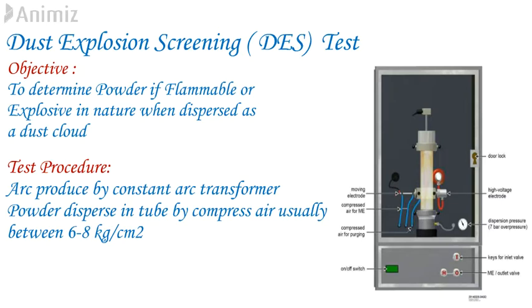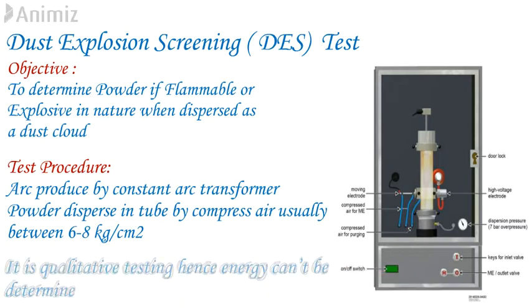The electrical continuous arc discharge is applied between the electrodes and simultaneously the powder is dispersed into the acrylic tube by means of compressed air. This procedure is to be repeated 3 times with a new sample every time. The dust explosion screening test is a qualitative test, hence the energy evolved or absorbed during the testing is not determined.